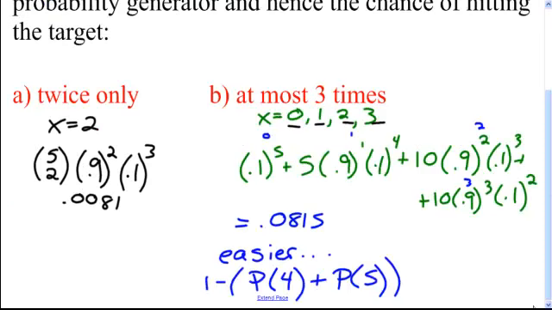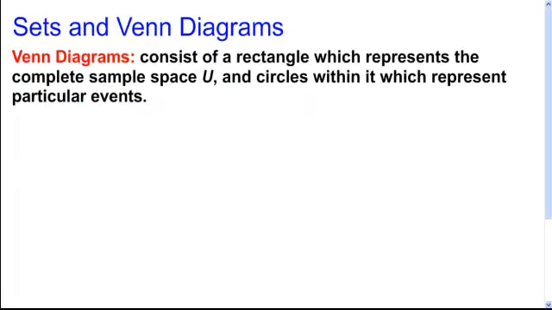Now, this isn't a whole lot of things to add up, so it might not take you very long to go through these, but it is definitely helpful if you're doing multiple items. So that's looking at some of your binomial probabilities. We're then going to move on and take a look at sets and Venn diagrams.